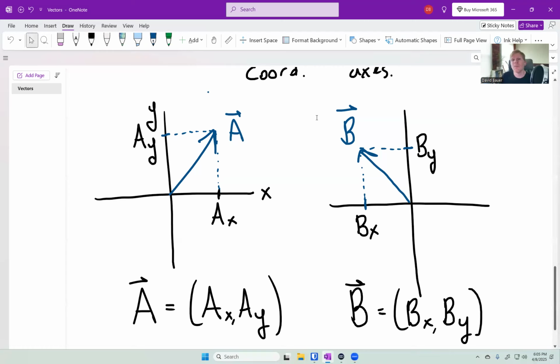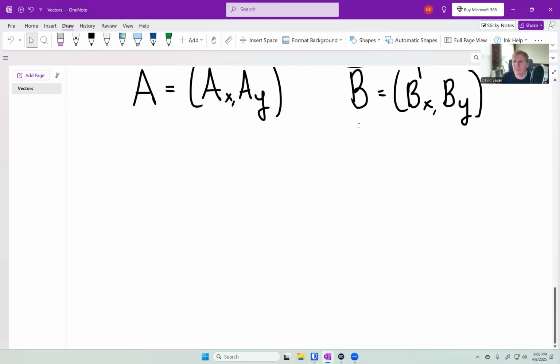All right, so a couple things we want to be able to do with vectors. One thing we want to be able to do is decompose vectors. And that means we're given the magnitude and the angle, or the magnitude and the direction of the vector, and we want to find the components.